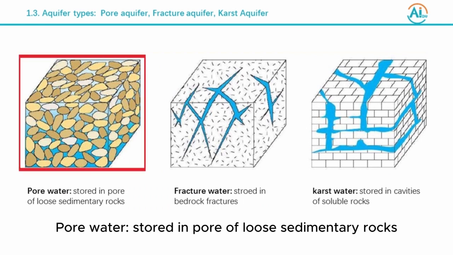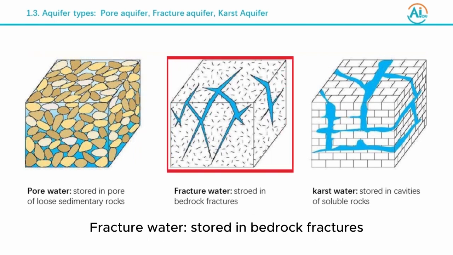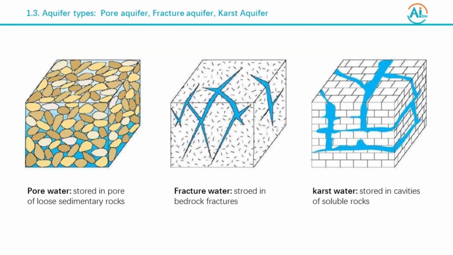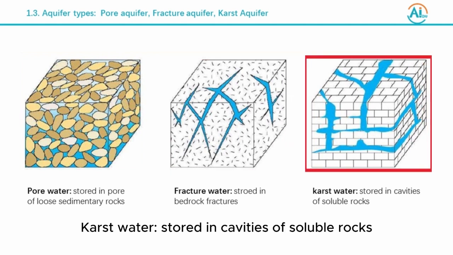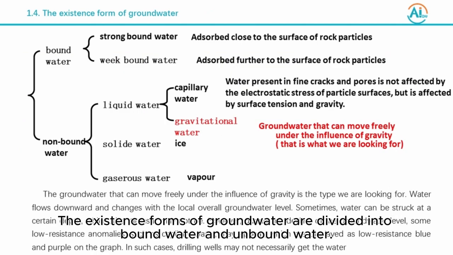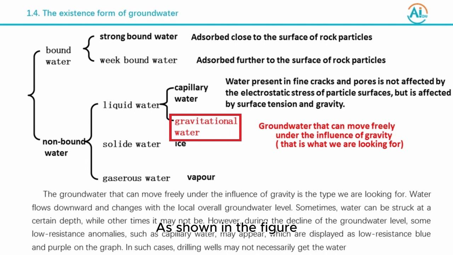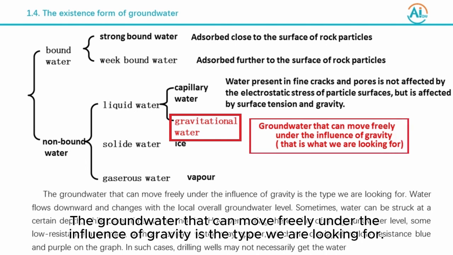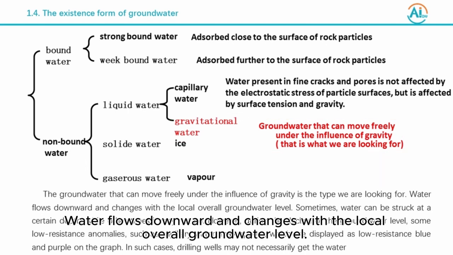Pore water, stored in pores of loose sedimentary rocks. Fracture water, stored in bedrock fractures. Karst water, stored in cavities of soluble rocks. Existence form of groundwater. The existence forms of groundwater are divided into bound water and unbound water. As shown in the figure, the groundwater that can move freely under the influence of gravity is the type we are looking for. Water flows downward and changes with the local overall groundwater level.